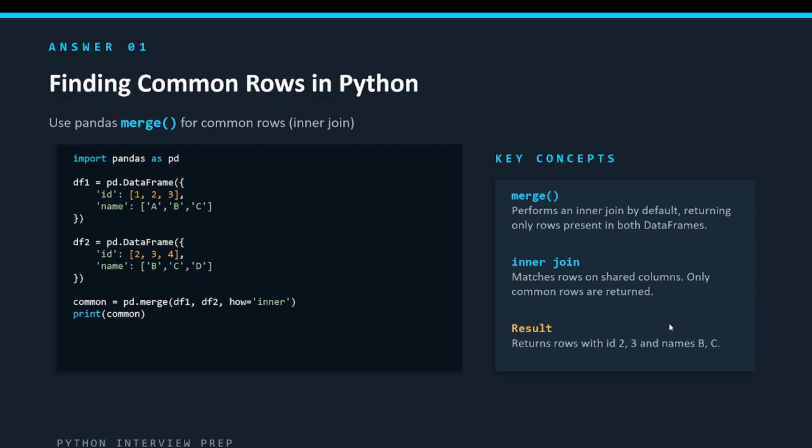Finding common rows in Python. Let's dive into the first question. How do you retrieve common rows from two tables in Python? In the world of Python data analysis, tables are represented as data frames using the Pandas library, and the most efficient and elegant way to find common rows between two data frames is by using the merge function.